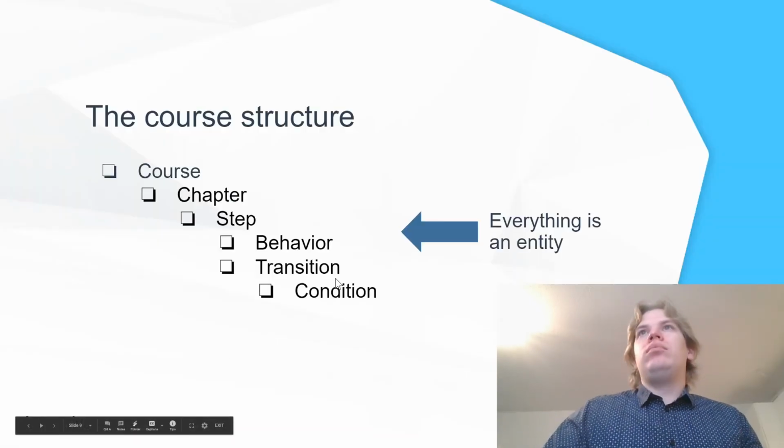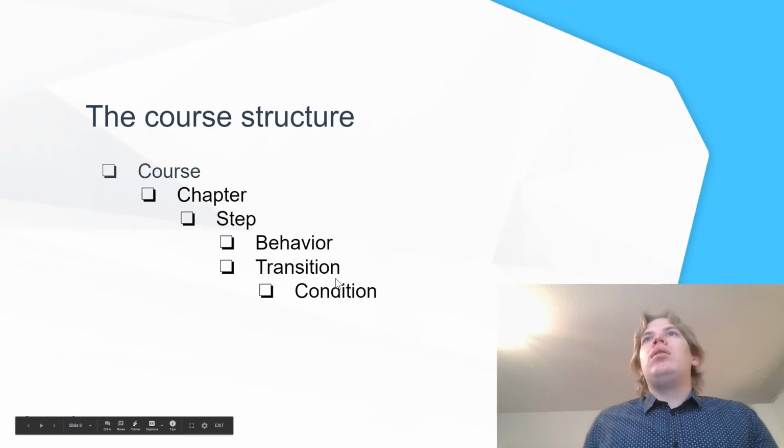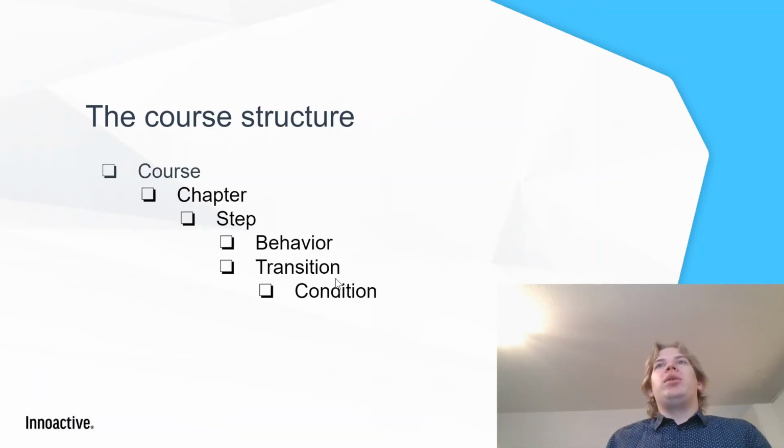So we have a course, we have a chapter, we have a step. In the step we have behaviors. Also in the step we have transitions, and every transition has multiple conditions for it. What is common for all of them?